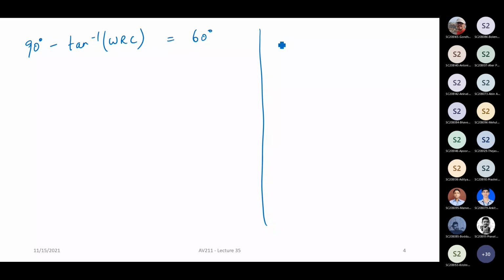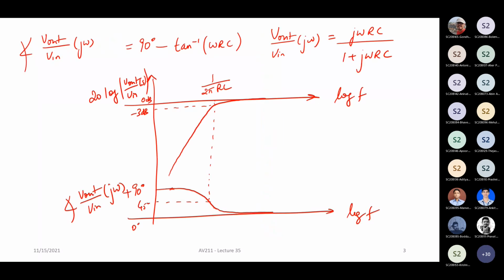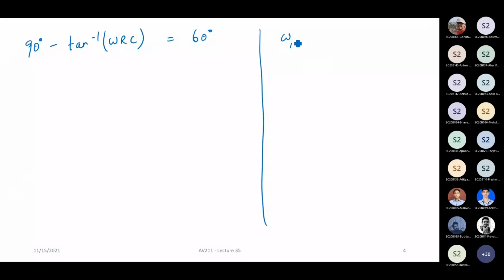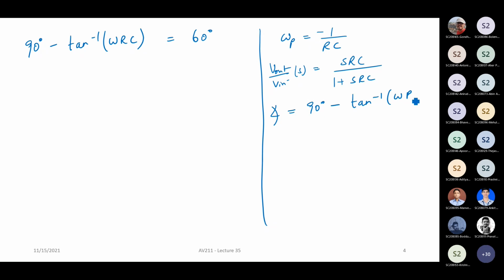All right. So what is the omega p for this high pass filter? 1 by RC, right? Yes, sir. Because the transfer function V out by V in of S is nothing but SRC, there is a 0 at DC, over 1 plus SRC. So omega P is at 1 by RC, or rather minus 1 by RC. Okay, all right. Now, if you look at this angle, which we derived it to be 90 degrees minus tan inverse of omega RC, right?